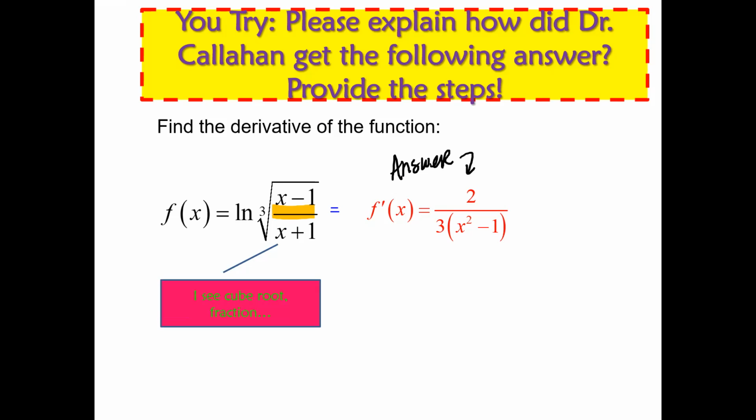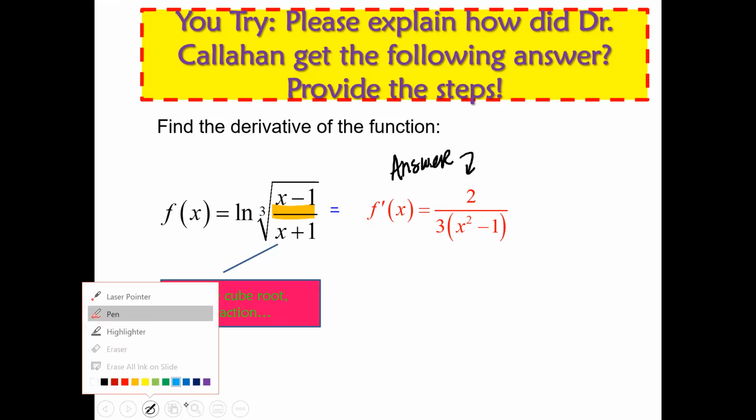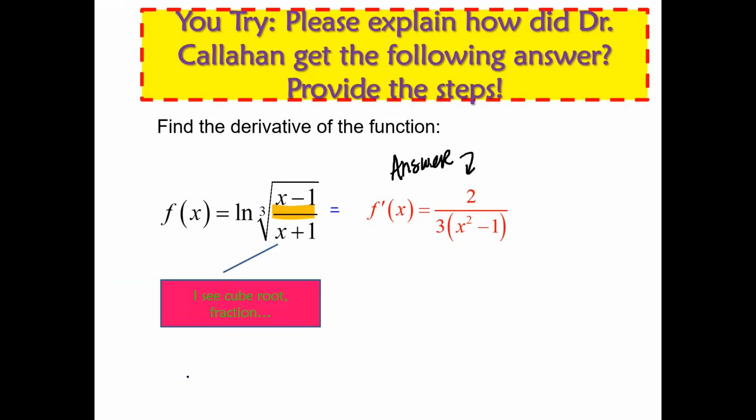Okay, so let's go ahead and take a look at this. First thing I would recommend doing is you want to go ahead and rewrite this from a cube root and a division sign. So I will rewrite it as ln of (x minus 1 over x plus 1) to the 1/3. So move from a radical form to an exponential form. Okay, so that's the first step.